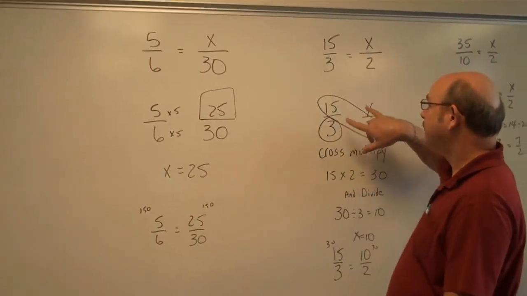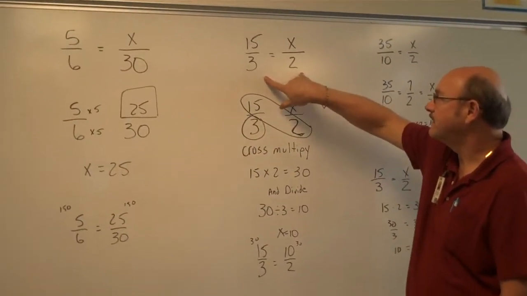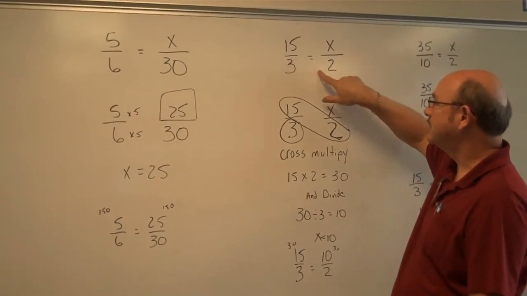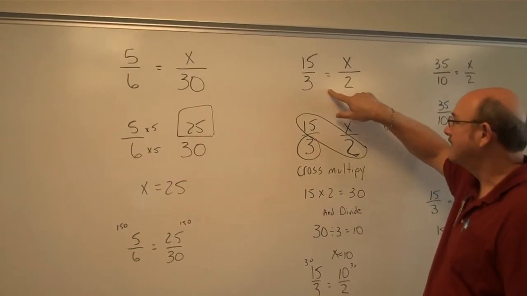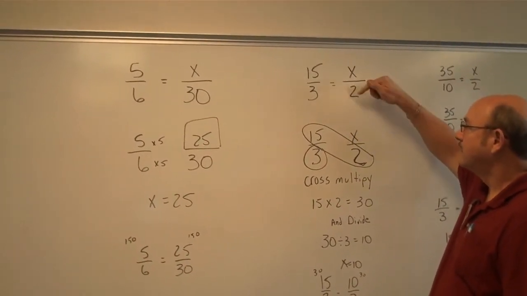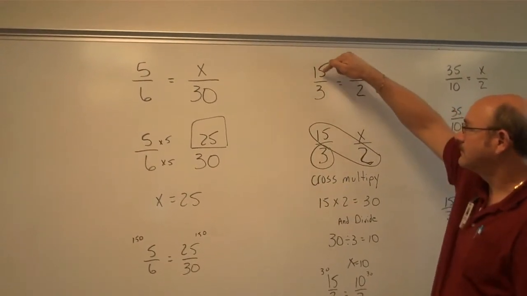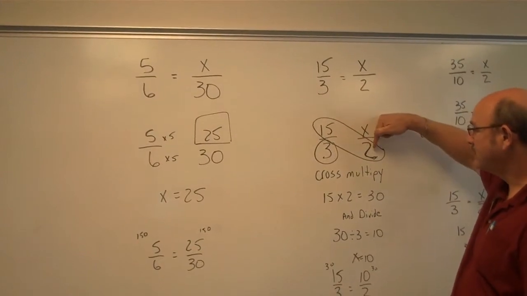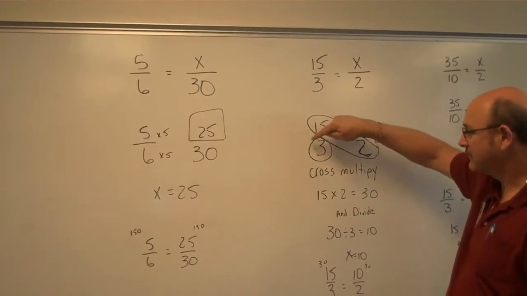Another way to solve proportions, let's take this one. 15 over 3 equals x over 2. Because now we can't say what times 2 equals 3. It would be a decimal or a fraction. So we can use what's called cross products. We can look at cross multiplying. We can say 15 times 2 and then divide by the number that's left.